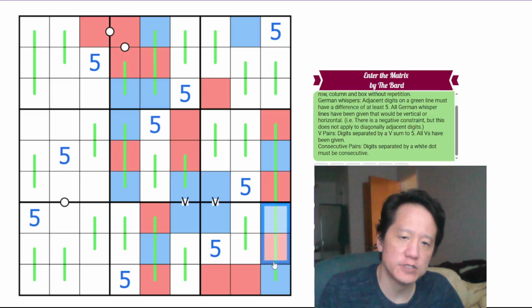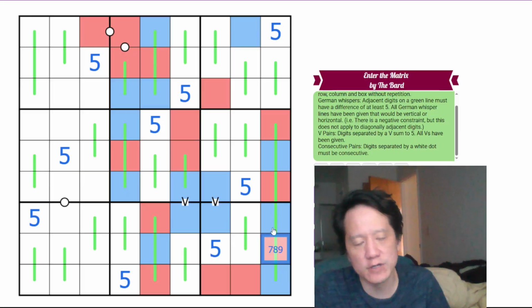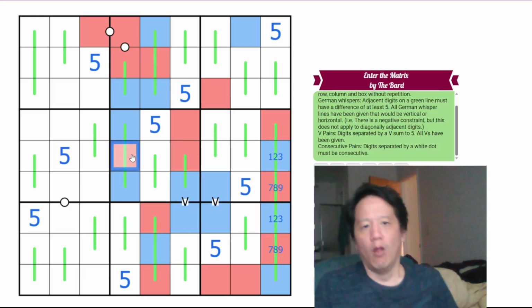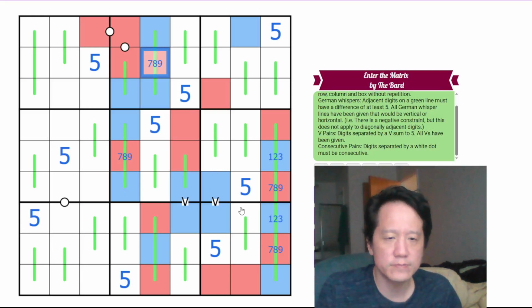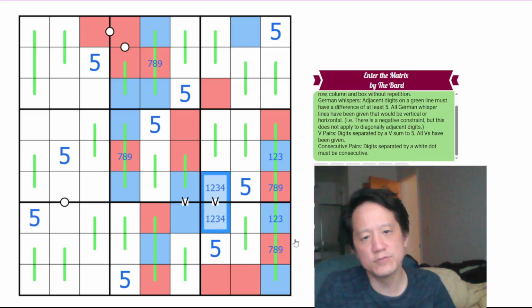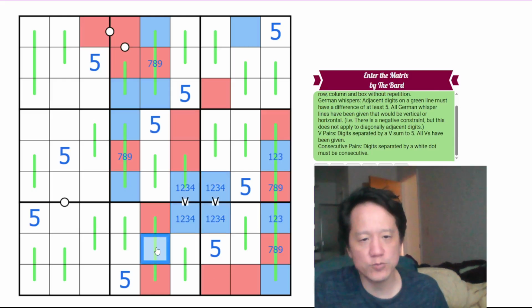What are the unique digits that are on these lines? This has to be 7, 8, or 9 because it's next to 2 unique digits on a German whisper line. This is 1, 2, 3. This is 7, 8, 9, 1, 2, 3. This is 7, 8, or 9. This is 7, 8, or 9, too. This is 1 through 4. 1 through 4. 1, 2, or 3 here.